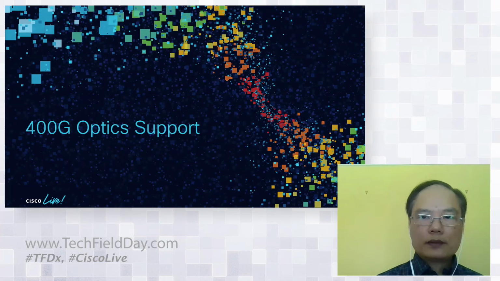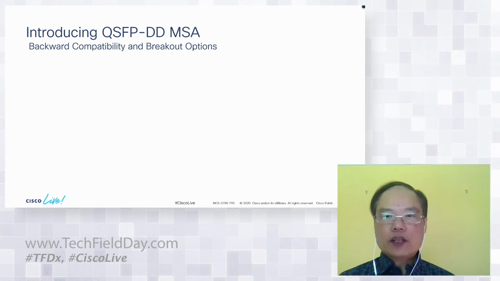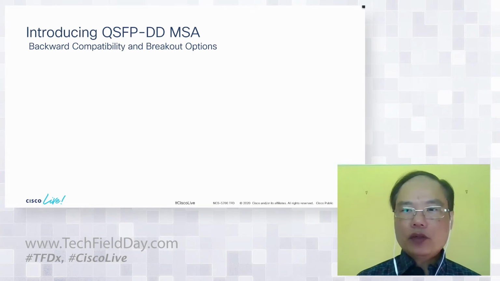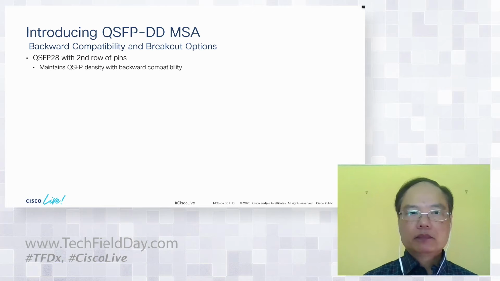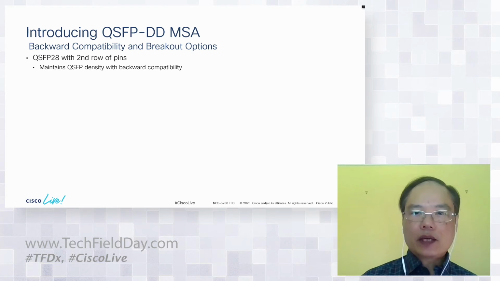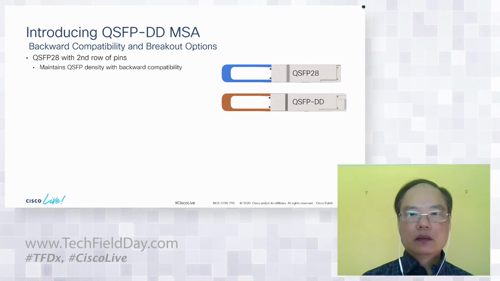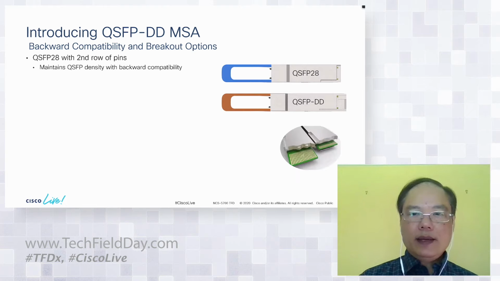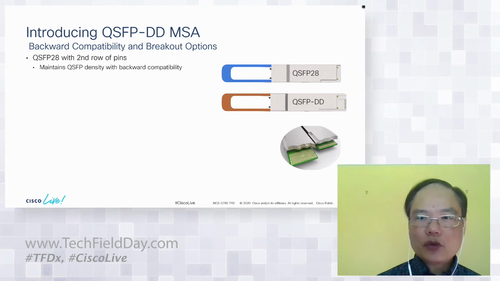Now let's talk about optics. The single most important innovation in 400 gig optics is the QSFP-DD form factor. It is based on the most successful form factor for 100 gig optics today, that is the QSFP-28. And we add a second row of pins to ensure backward compatibility with the vast amount of QSFP-28 optics already deployed today.